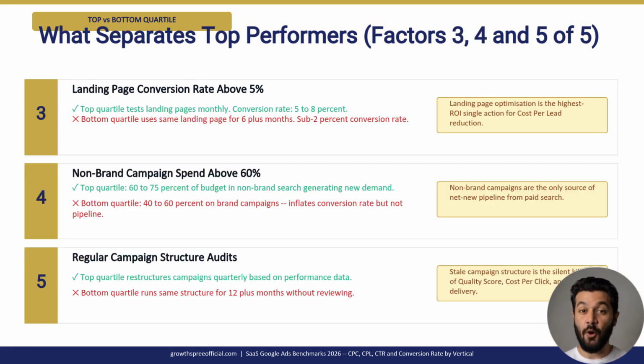3 more factors. Top quartile achieves 5 to 8% landing page conversion rate through monthly testing. Bottom quartile uses the same page for 6 or more months at under 2%. Top quartile puts 60 to 75% of budget in non-brand search, the only source of net new pipeline, and they restructure campaigns quarterly. Bottom quartile runs the same structure for over 12 months without reviewing.